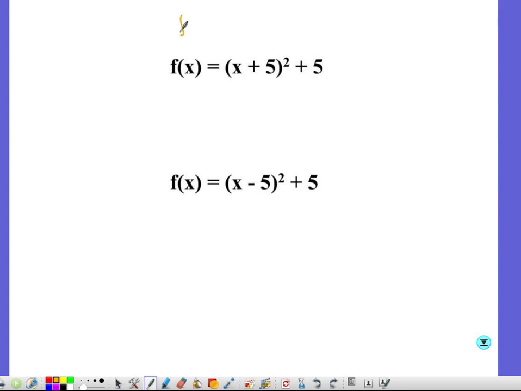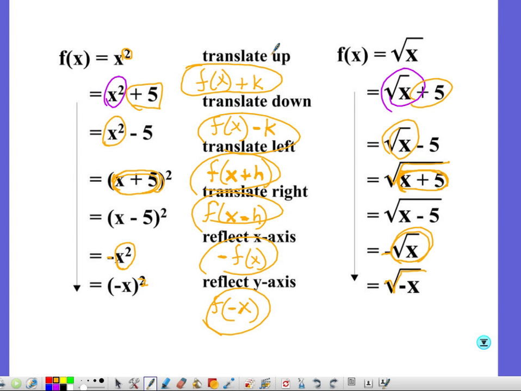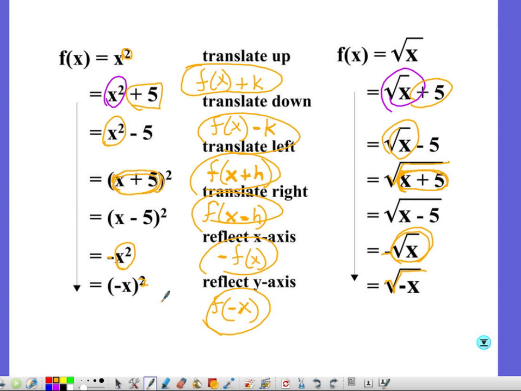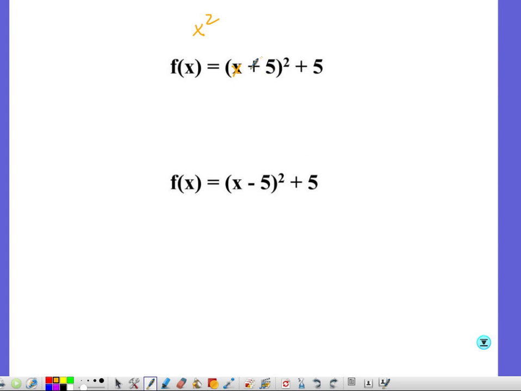So our parent function is x squared. Now notice here, we're taking the variable and we are adding 5 right next to it. Going back to our chart here, which one of these has where we take our variable and we add a number right next to it? Well, it's this one right here. And this one lets us know that we are translating left. So we're translating left specifically by 5 units.